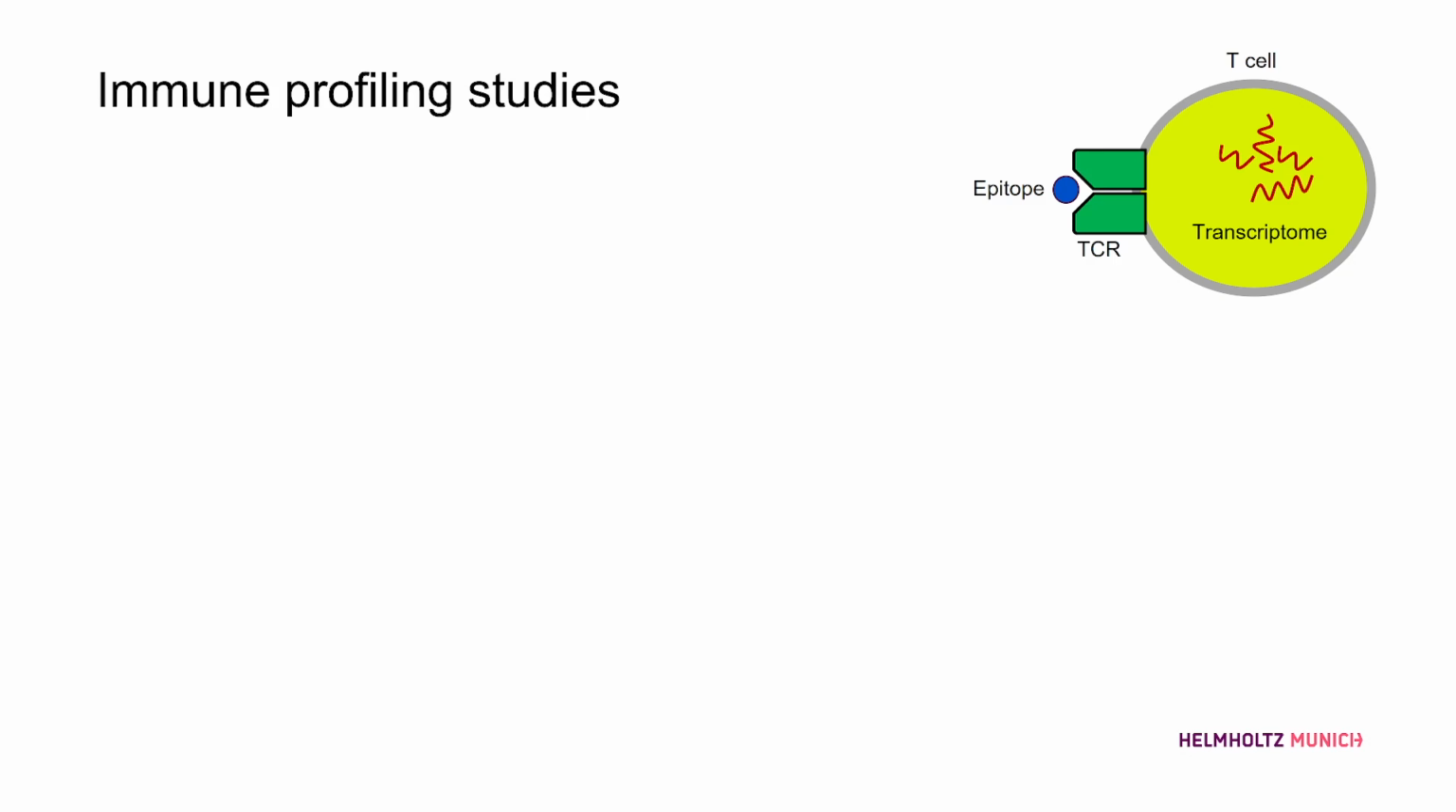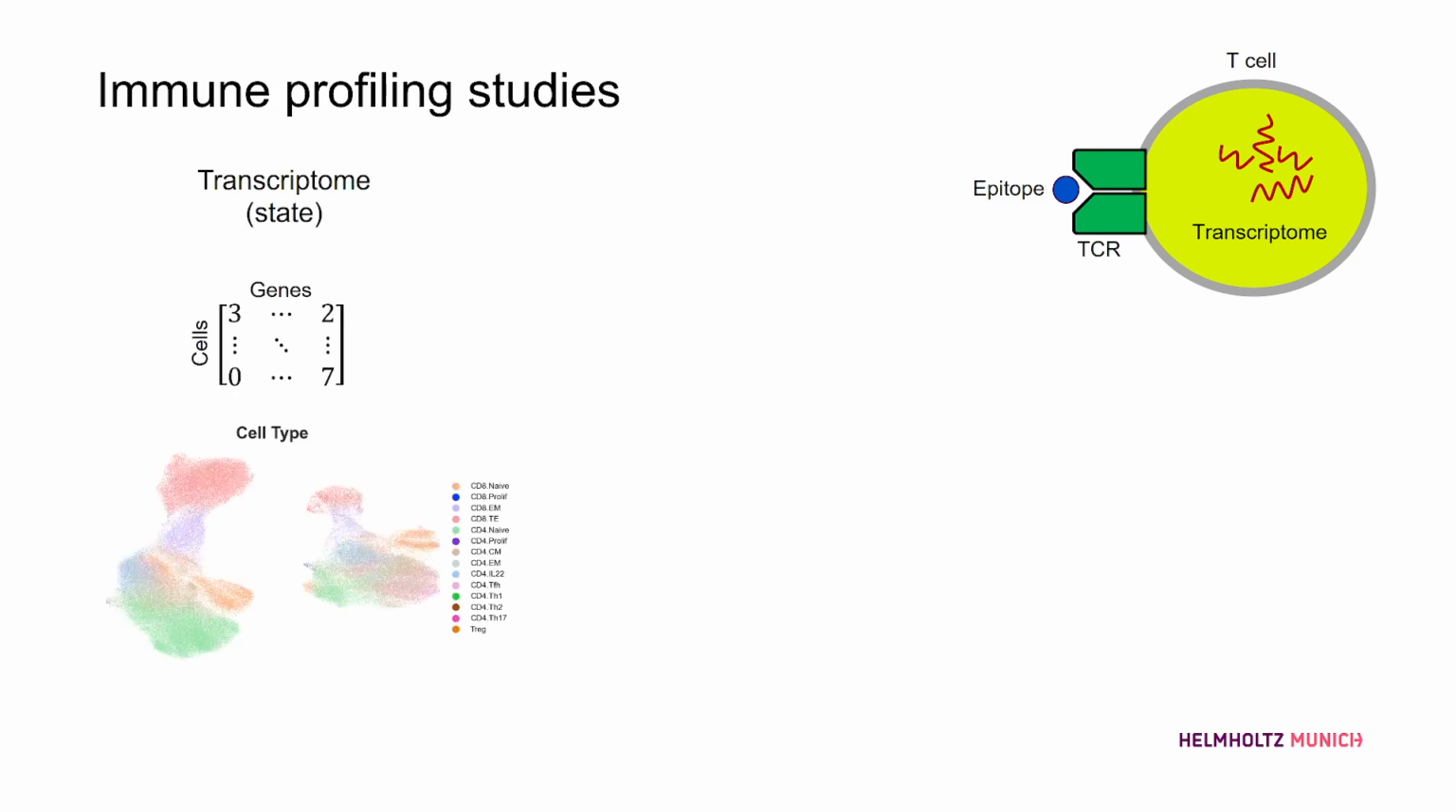When we now want to study the T-cell response, we can take single-cell measurements of the transcriptome, which provides us with information on the cell state. Usually we have this count matrix where for each cell we have the annotation how often a specific gene was detected. And we can use this then for downstream analysis such as visualization, clustering, or differential gene expression analysis.